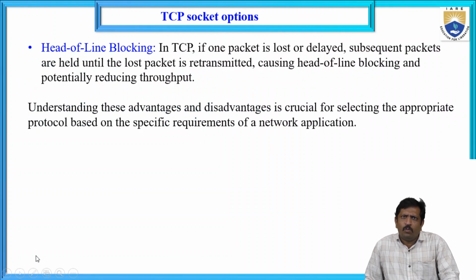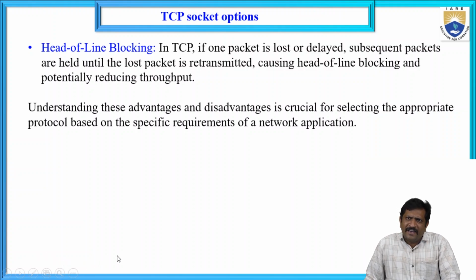Head of line blocking. In the Transmission Control Protocol, if one packet is lost or delayed, subsequent packets are held until the lost packet is transmitted, causing head of line blocking and potentially reducing the throughput. Understanding these advantages and disadvantages is crucial for selecting the appropriate protocol based on the specific requirements of a network application.